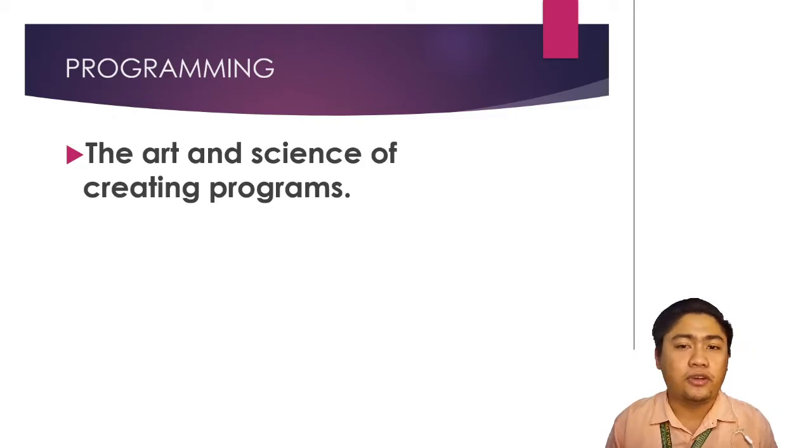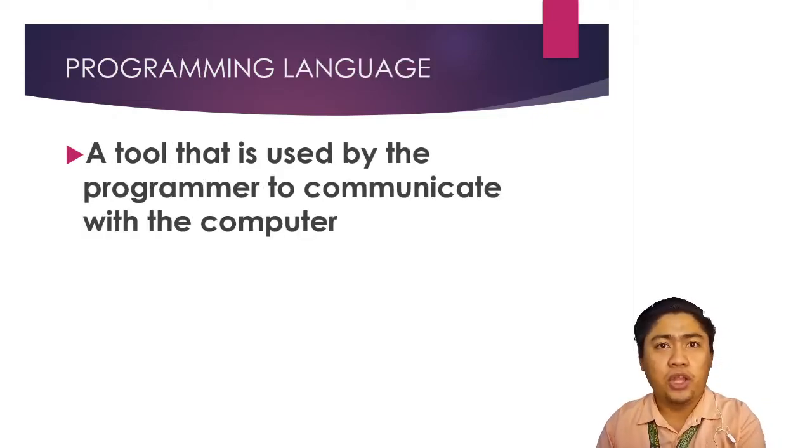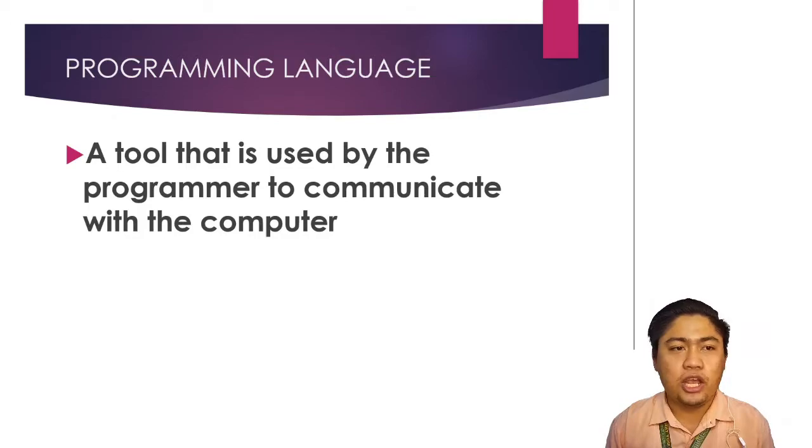It includes careful planning in designing solutions for a particular problem and writing the code through the use of a programming language. Now, what is a programming language? A programming language is a tool used by programmers to write commands or programs. It is the form of communication that programmers use to develop applications, scripts, or other sets of instructions for a computer to execute.